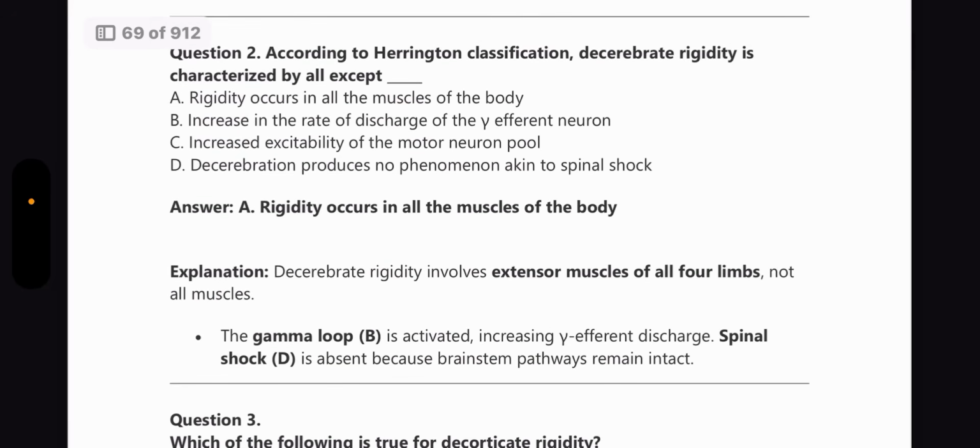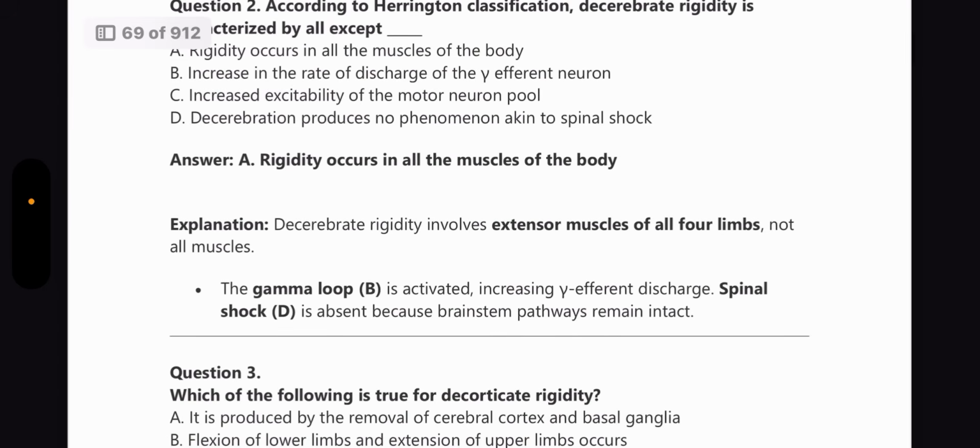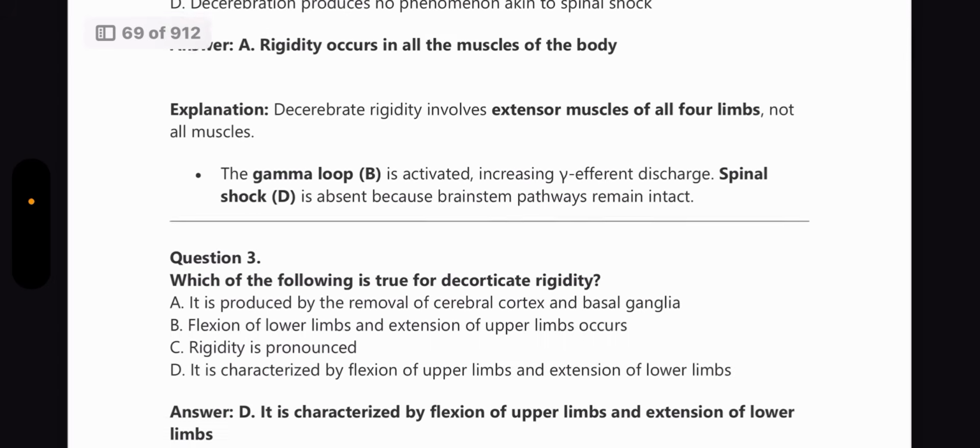According to Harrington's classification, decerebrate rigidity is characterized by all except, answer, rigidity occurs in all muscles of the body. So decerebrate rigidity involves extensor muscles of all 4 limbs, not all muscles. The gamma loop is activated, increasing the gamma efferent discharge, and spinal shock is absent because brainstem pathway remains intact.